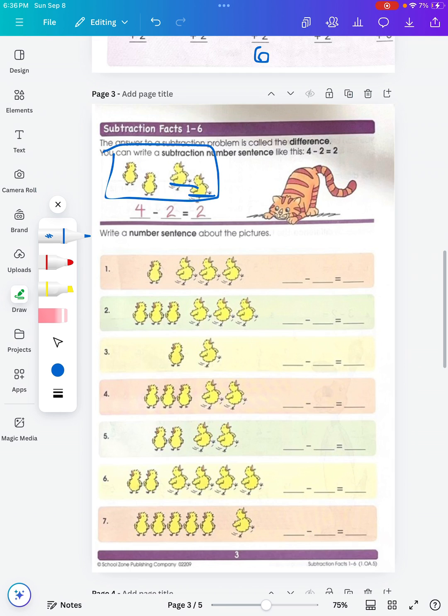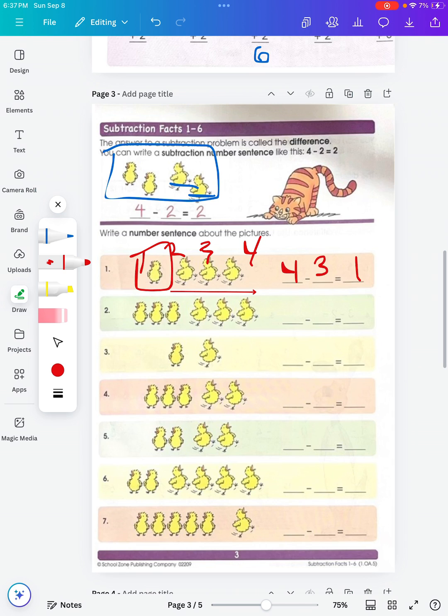So question number 1. Write a number sentence about the pictures. As we see, there's 4 total chicks, since we counted 1, 2, 3, 4. So we'll write 4, and we can see that 3 are leaving. So we will write 4 minus 3, which equals 1. And we are left with 1 chick in total.